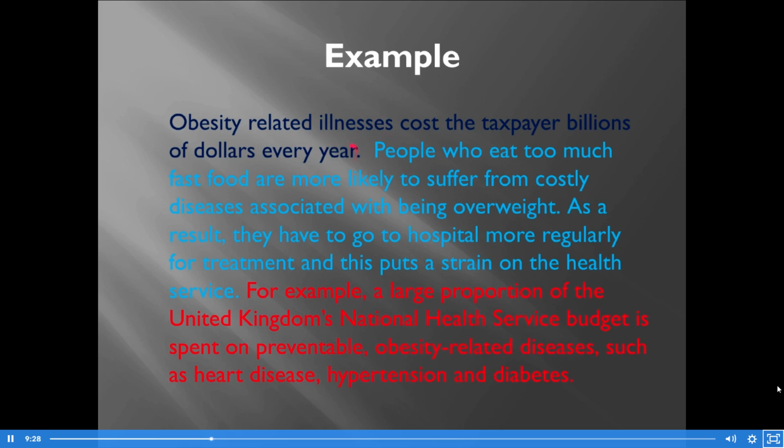And then in light blue here, we're explaining how that main idea answers the question. So if you said to someone, obesity-related illnesses cost the taxpayer billions of dollars every year, and someone who didn't know anything about this, they would say, well, why is that? Well, you need to explain that to them. People who eat too much fast food are more likely to suffer from diseases associated with being overweight.